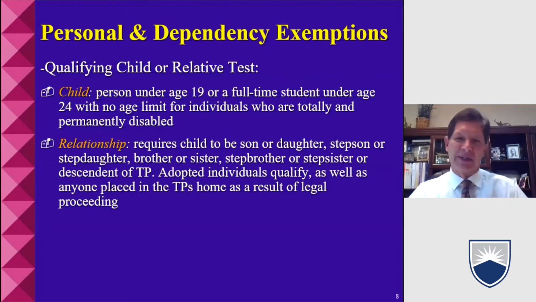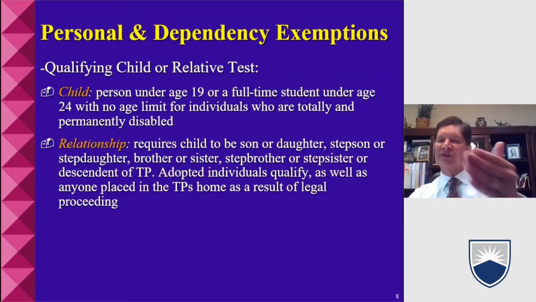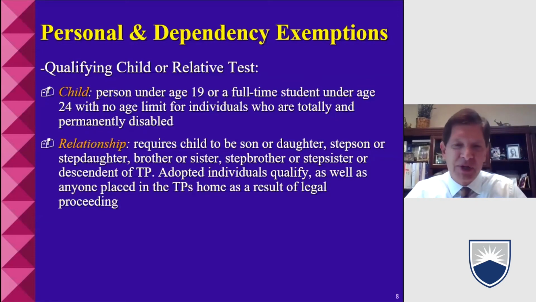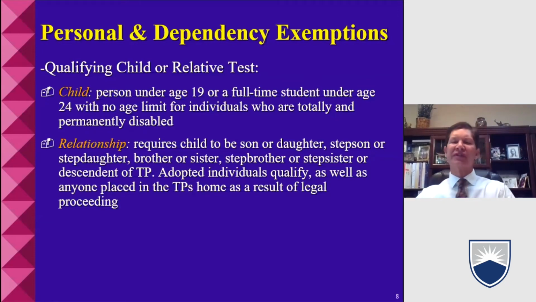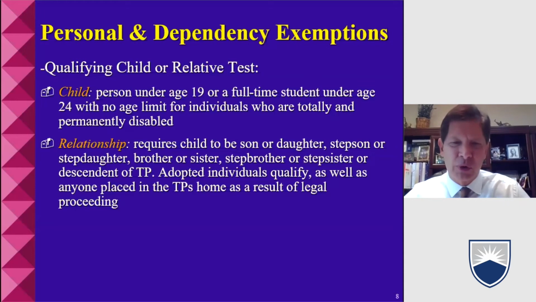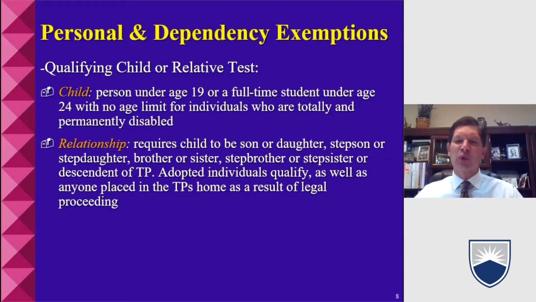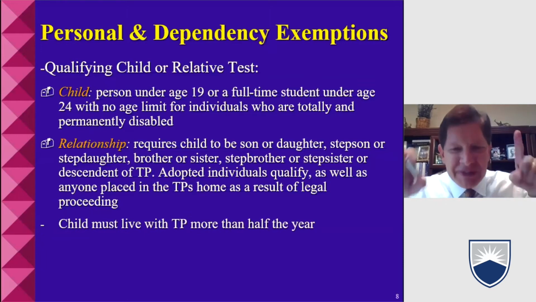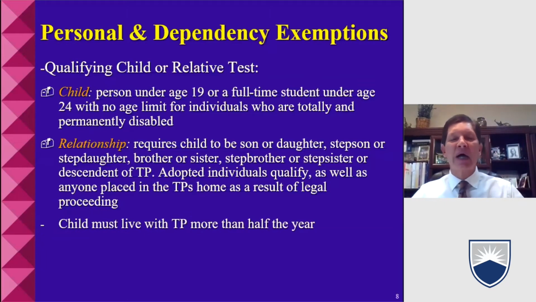The relationship test. It requires that the child be your son or daughter, stepson or stepdaughter, brother or sister, stepbrother or stepsister, or descendant of the taxpayer. Adopted individuals qualify, as well as anyone placed in the taxpayer's home as a result of a legal proceeding. This is the kicker. The child must live with the taxpayer more than half the year.